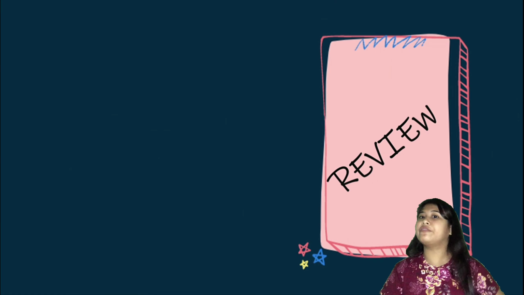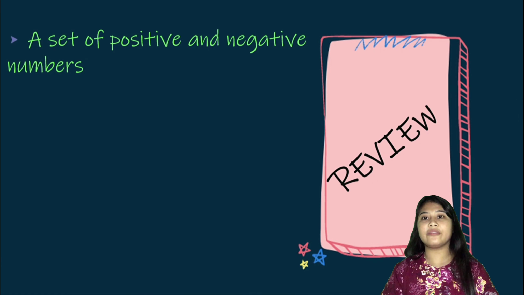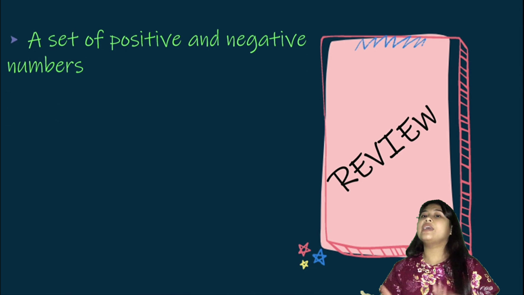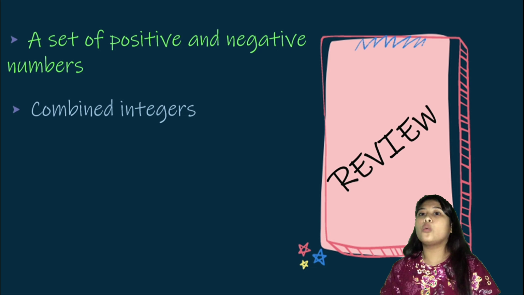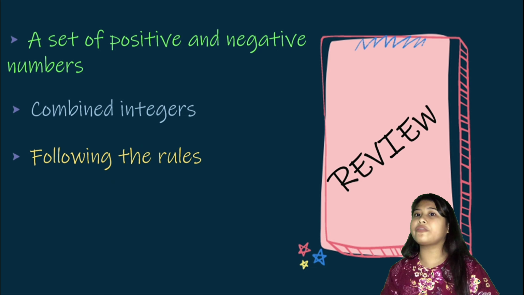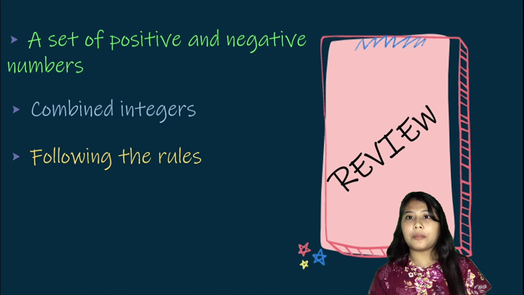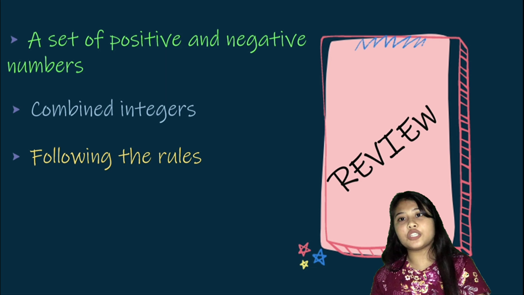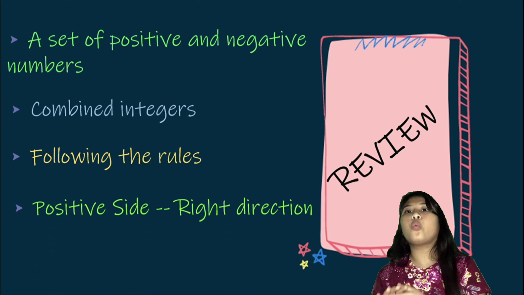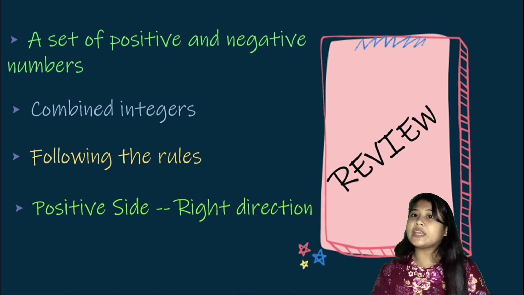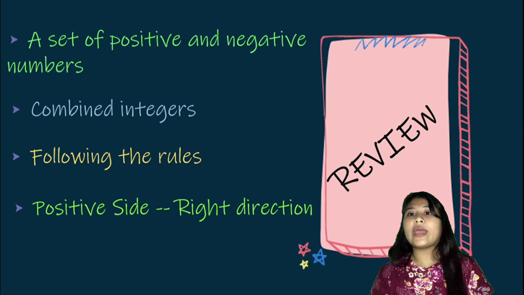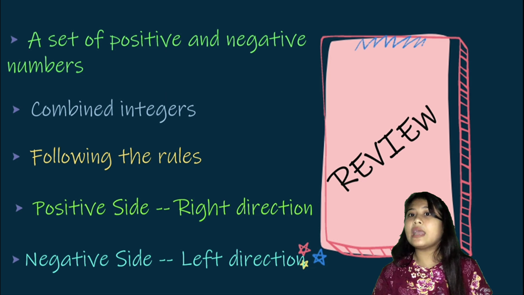Let's take a quick review. Integers are the set of the negative and the positive numbers. In order to combine integers with different signs, we need to follow the rules. Using a number line, we should remember that the right direction contains the positive numbers. On the other hand, on the left side of a number line is where the negative numbers can be located.